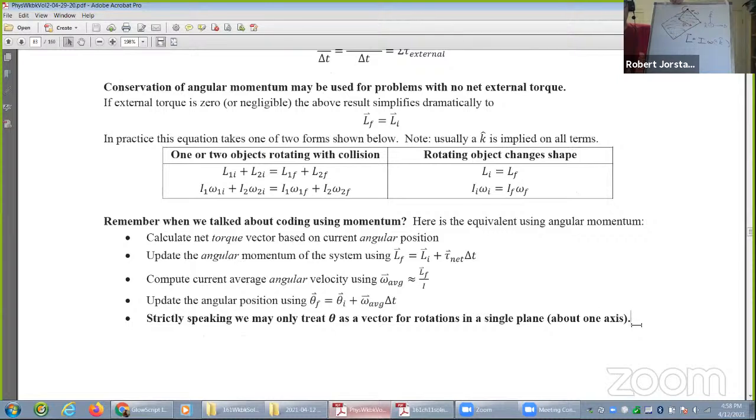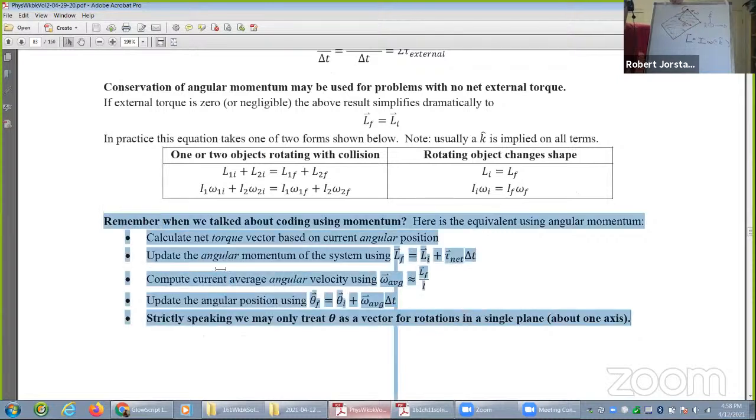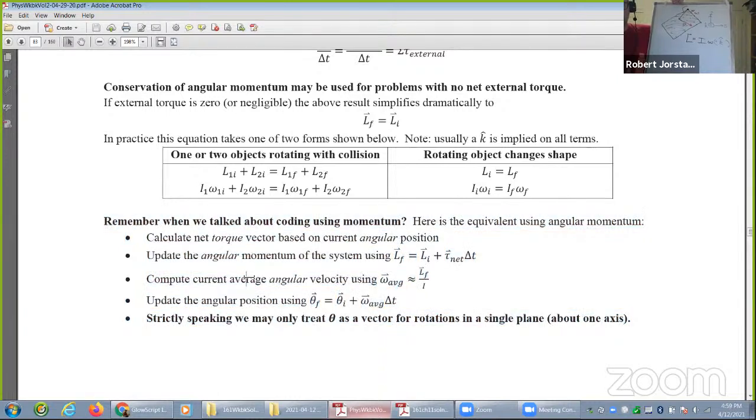Finally, at some point today, we'll try and look at this when we code. And this will show you basically the Euler-Cromer method for angular quantities and rotation. And that's the subject of lab this week.